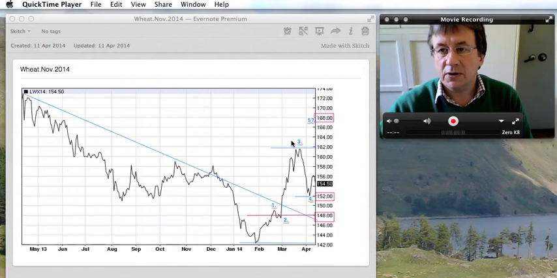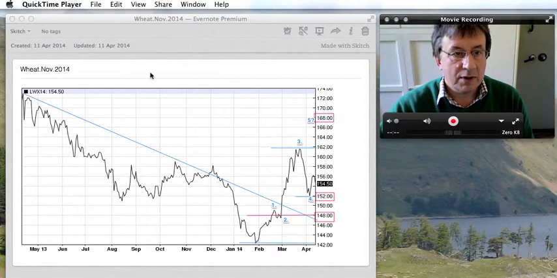Today is Friday 11th of April, 11:30 in the morning, so we've got the live market in front of us at the present moment. And as usual, we're looking at the November 2014 UK wheat chart. And you can see here that we had this big downwards trend lasting for almost over a year now, up to a year now.